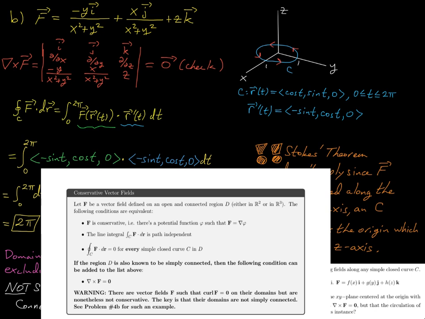Now, if we also know that D is simply connected, then I can add this condition that the curl of the vector field is 0 to this list. Okay, but as this example shows here in part B, if D is not simply connected, then it is possible for the curl to vanish everywhere in the domain, but nonetheless, the vector field is not conservative. Okay, so if D is not simply connected, then you just have to do more work to determine whether or not the vector field is conservative. It could be conservative, but it also could not be, as this example 4b shows.